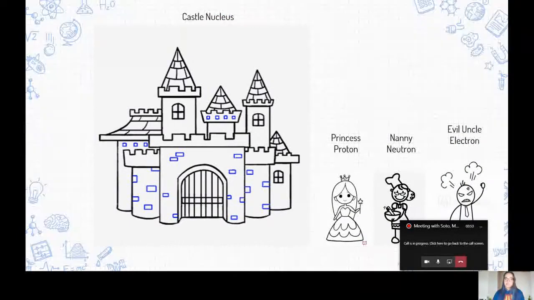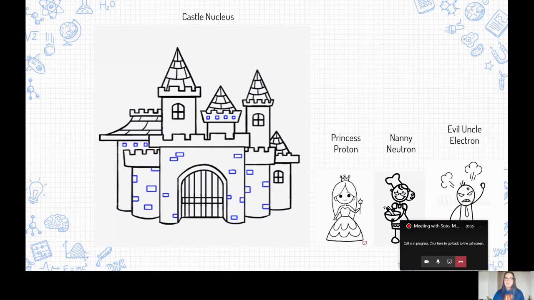So here's just a little drawing of Princess Proton, Nanny Neutron, and evil Uncle Electron. And we should have gone in depth into this in class. So if you are completely lost and don't have any idea what I'm talking about, go back and watch today's live meeting.